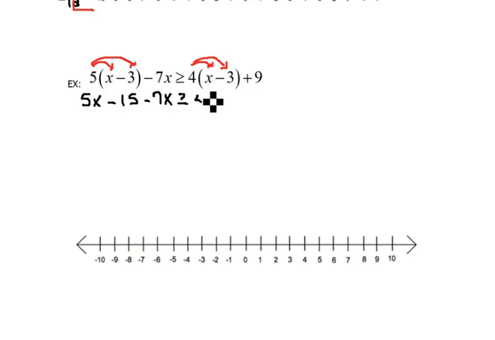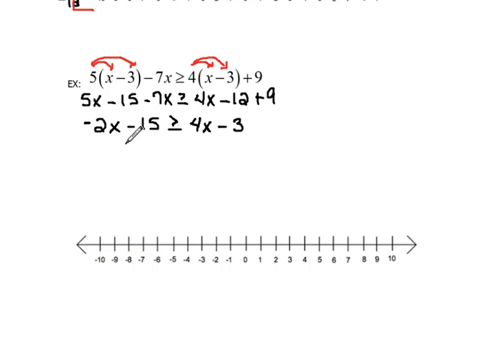distributing our 4, we would get 4x, and 4 times negative 3 would be negative 12, plus 9. Now we combine like terms on each side. So 5x and minus 7x would be minus 2x, minus 15, greater than or equal to. Over on the right we have 4x, and we could combine our plain numbers to give us a negative 3.